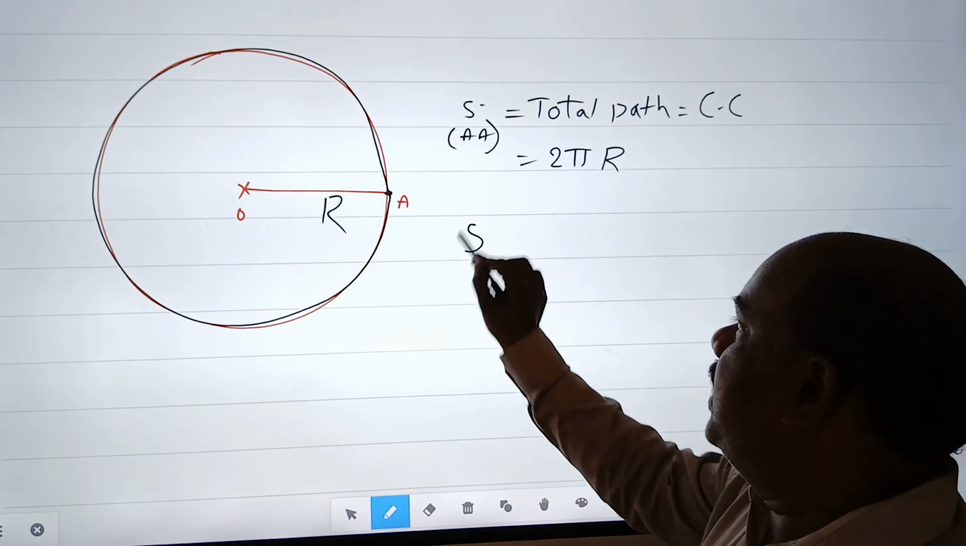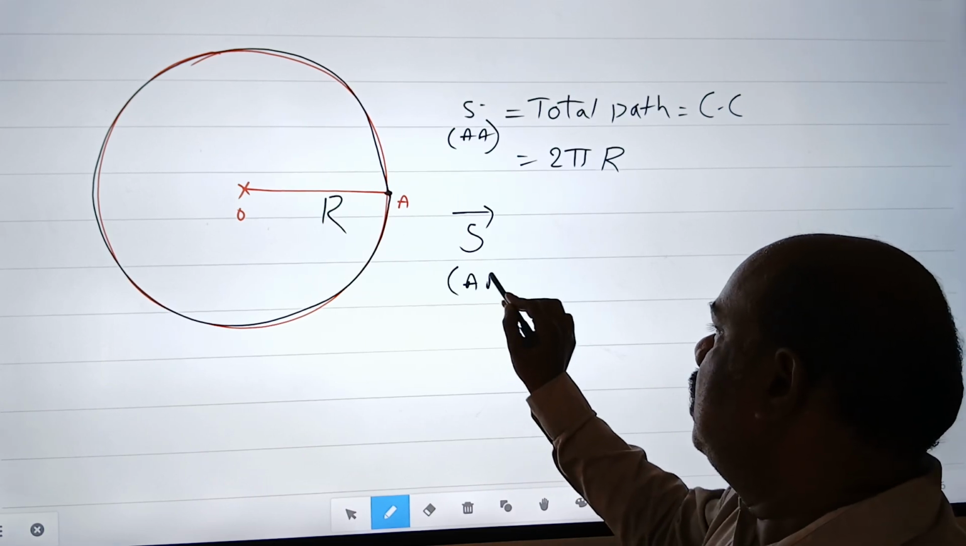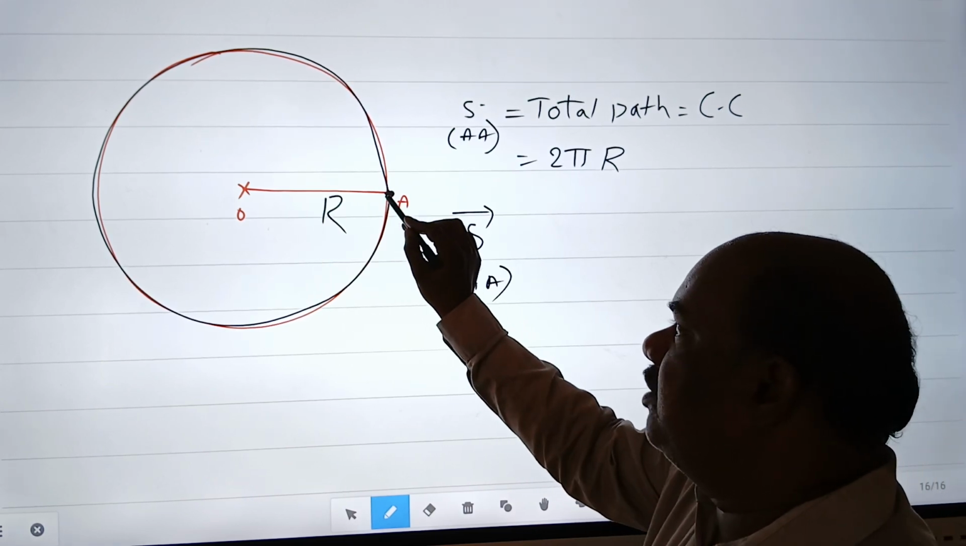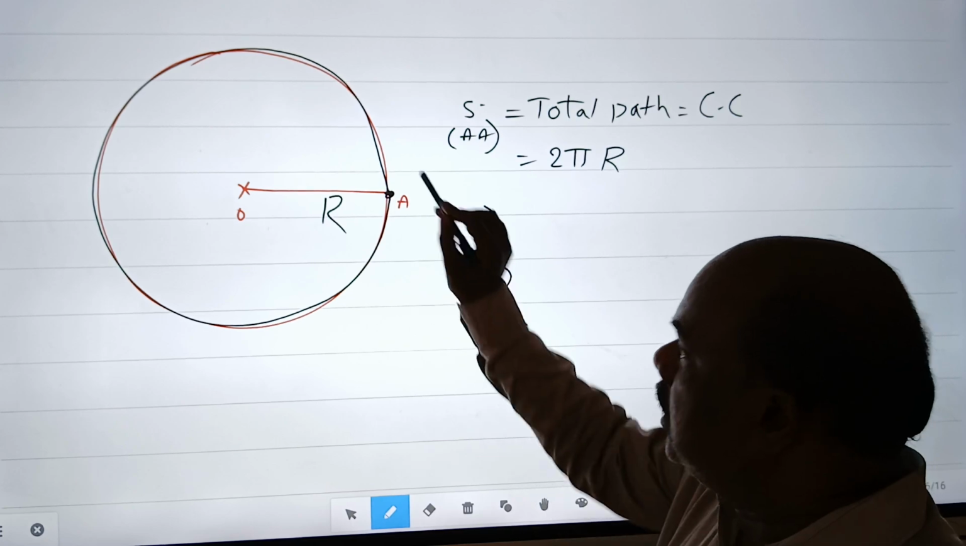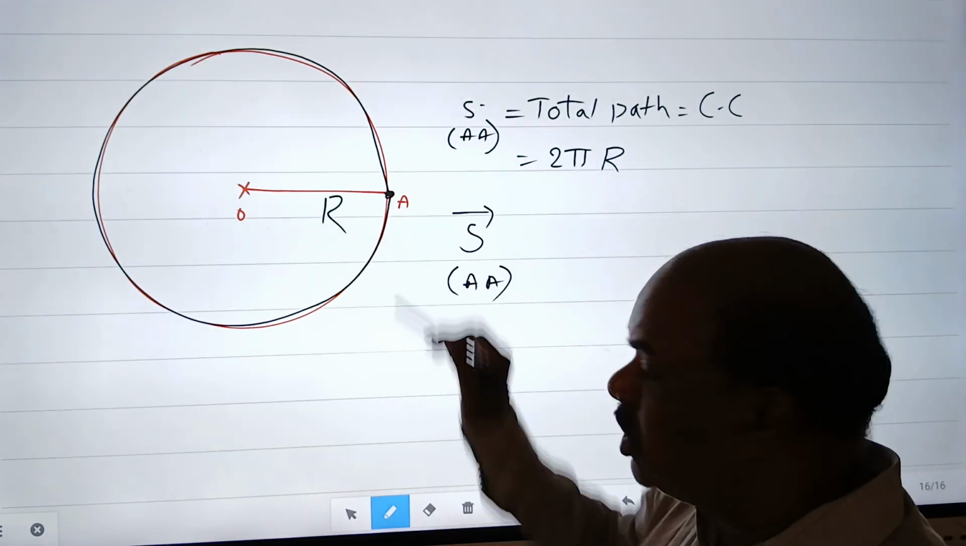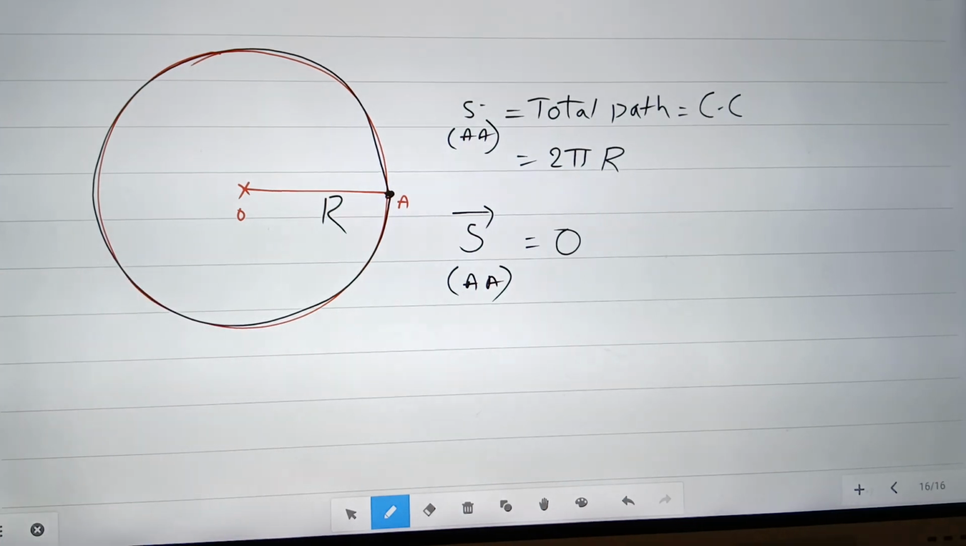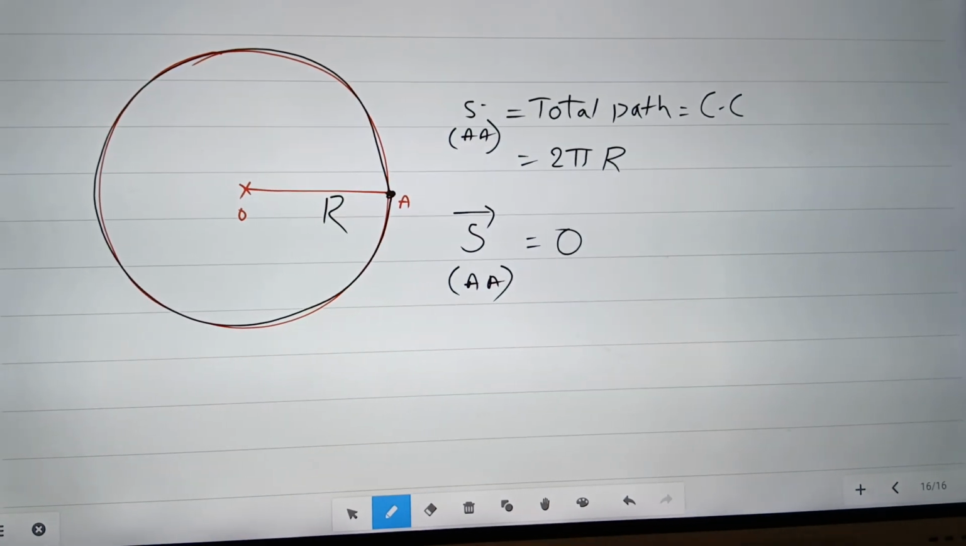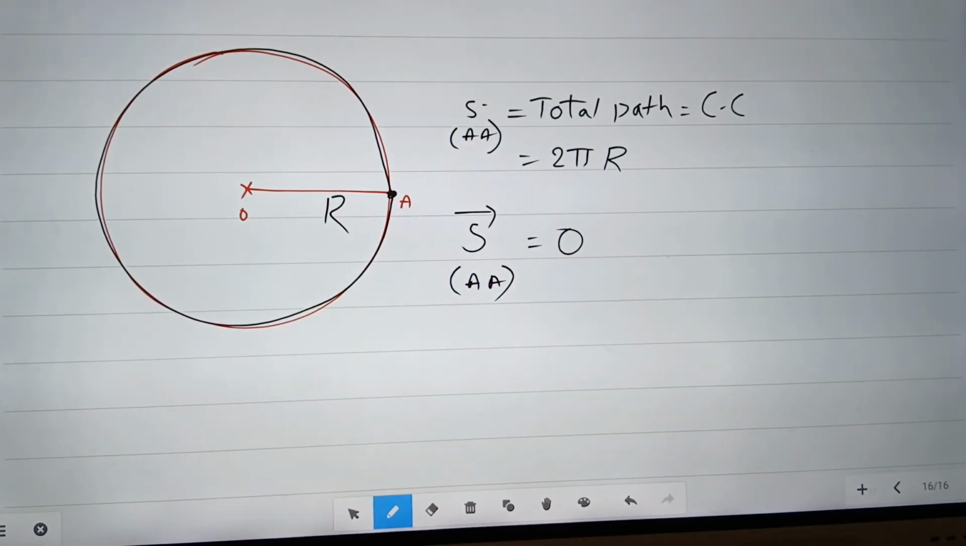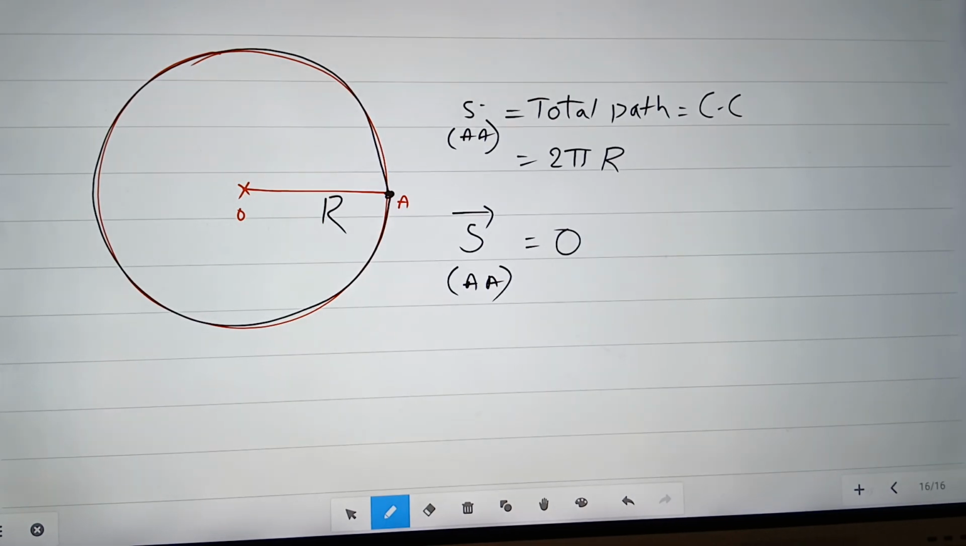Now displacement from A to A. Displacement is the shortest path between initial position and final position. Initial position A, final position is also A. There is no displacement, hence the displacement is 0. Very important question. Please note it down. Next concept, very important concept, beta.